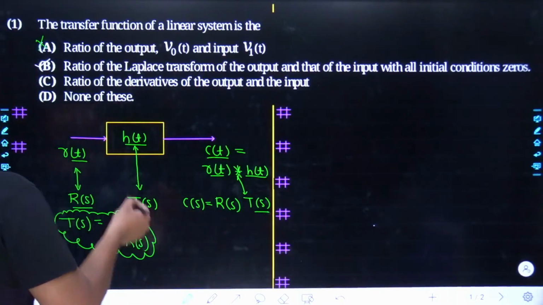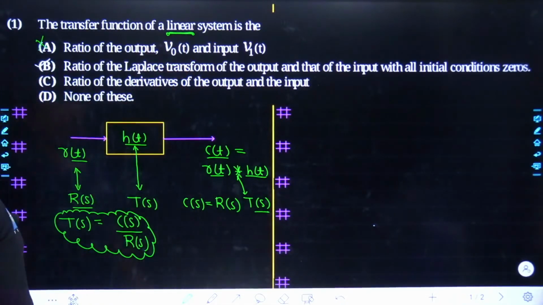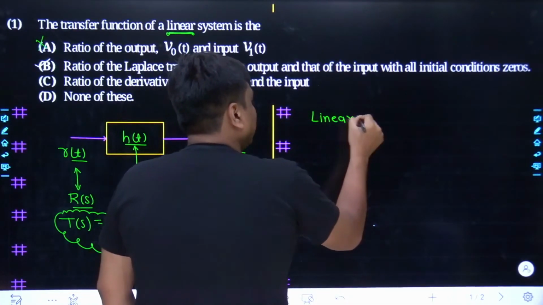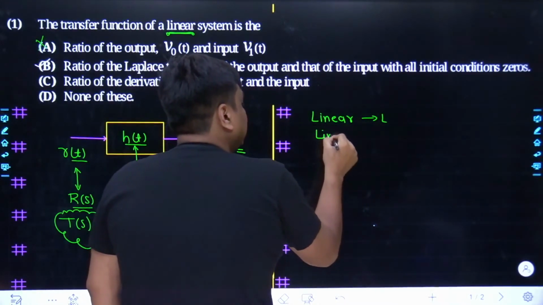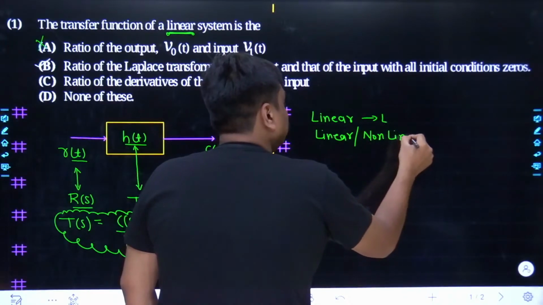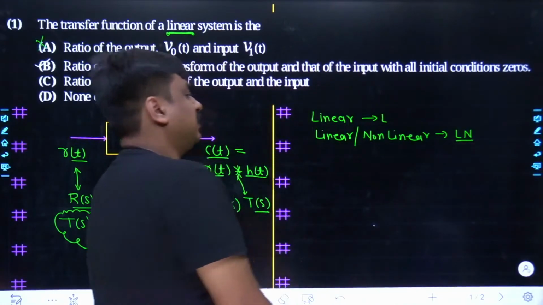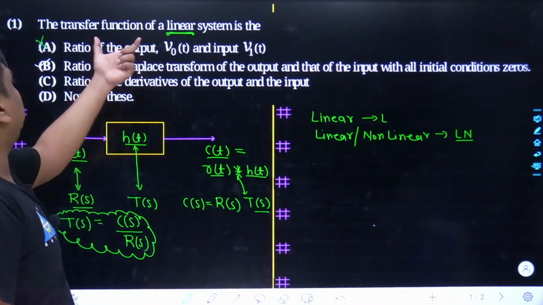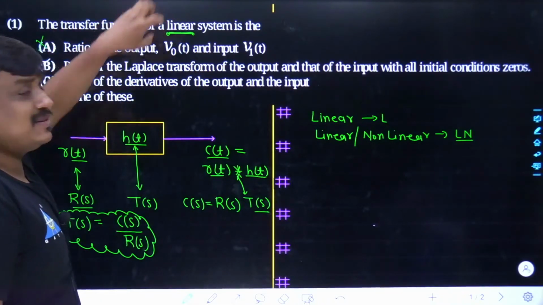I would like to ask one thing of each of you: whether the concept of the transfer function is valid only for linear systems, or whether it is also valid for non-linear systems. If your response is only linear, you should write only L. And if your answer is that it is valid for both linear and non-linear systems, you should reply on the live chat as LN. L stands for linear, N stands for non-linear. Because in this problem they have specifically marked the transfer function of a linear system. What I am asking is, if the system is non-linear, can I get its transfer function or not?